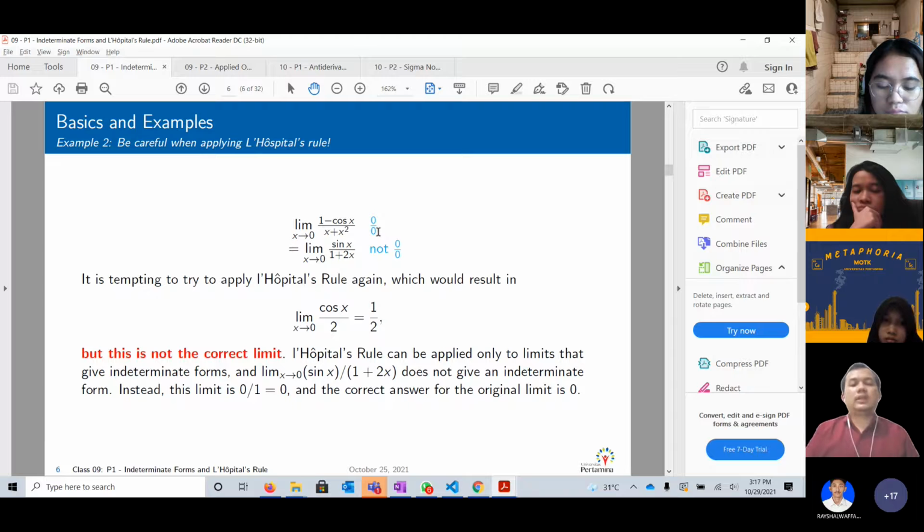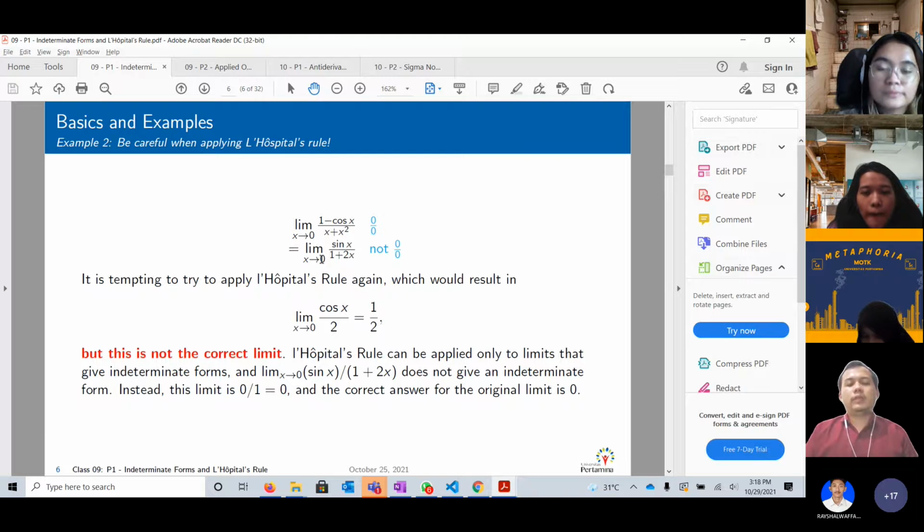Then we have an indeterminate form, so we can apply L'Hopital's rule. But after we differentiate, we get sin x over 1 plus 2x, which is not 0 over 0. In this case, if we substitute 0 into sin x, we have 0, and the denominator is 1 plus 0, which is 1. So we have 0 over 1, not 0 over 0.